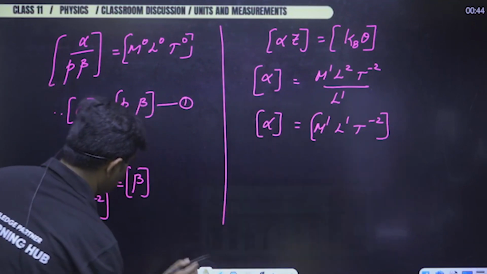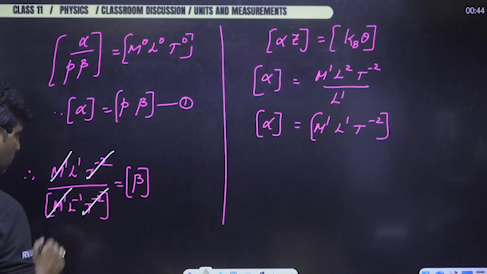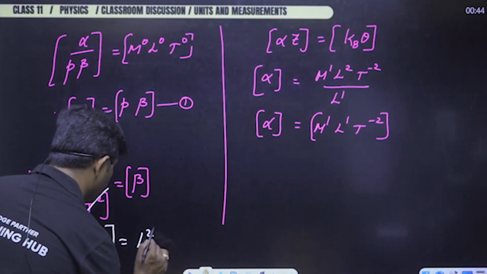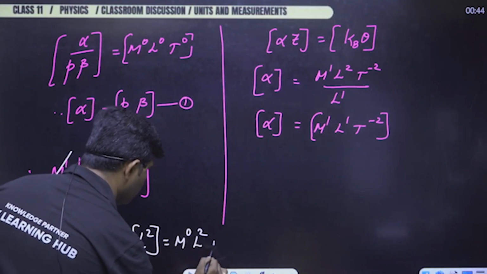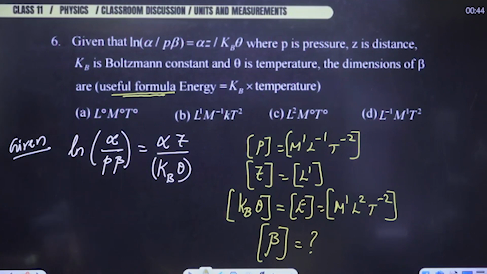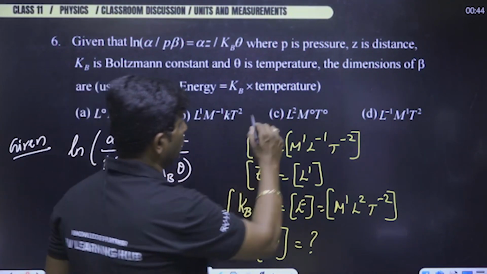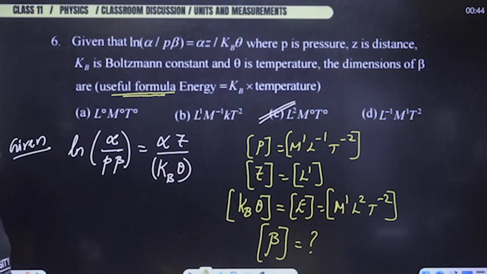So please simplify this value here. M power 1 will get cancelled, T power minus 2 will also get cancelled. So the dimensions of beta become equal to L to the power of 2, which is nothing but M power 0, L power 2, T power 0. So what is the option we can say here? L power 2 indicates only one option, that is option C will be the right answer.